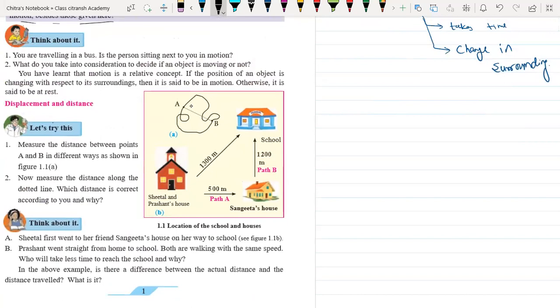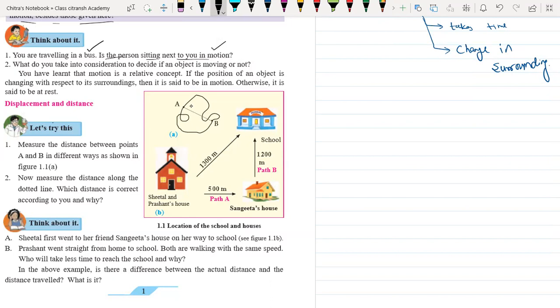Just think. You are traveling in a bus. Is the person sitting next to you in motion? With respect to you, they are not in motion, but with respect to the surrounding, they are in motion, right? Because the bus is changing its position. So with respect to the surrounding, they are in motion, but with respect to that person, they are not in motion.